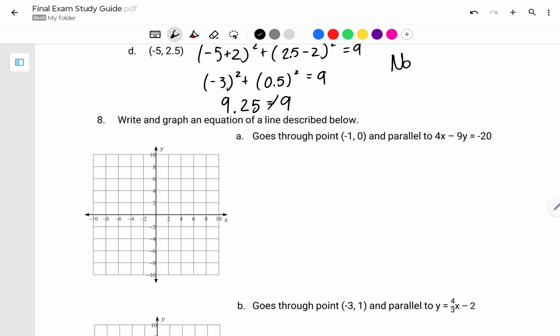Okay. What about this one? Write and graph an equation of a line described below.